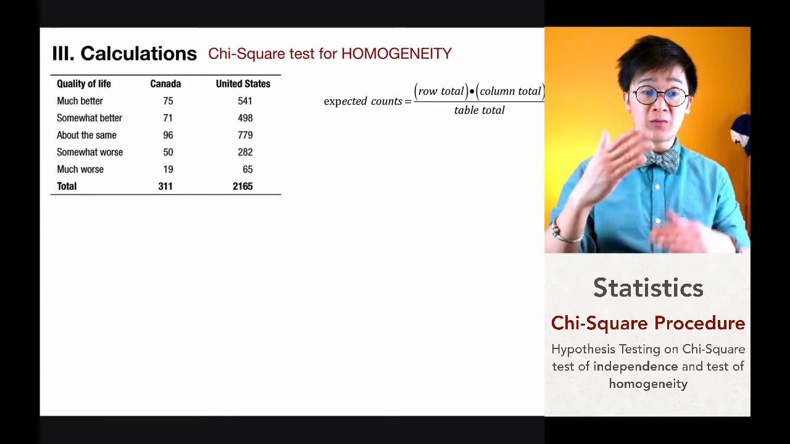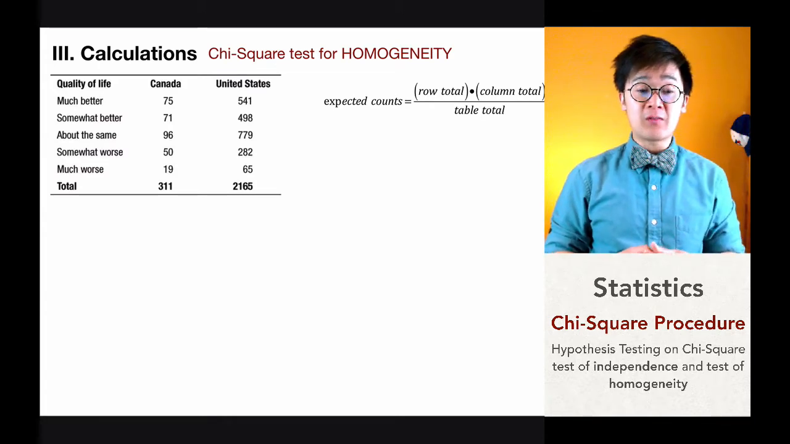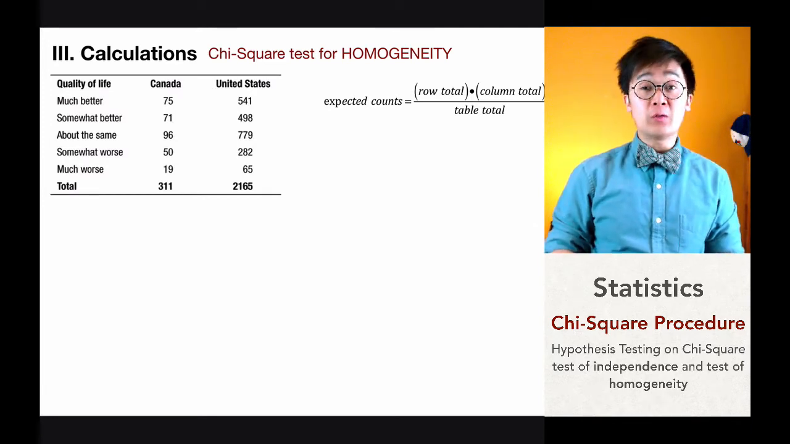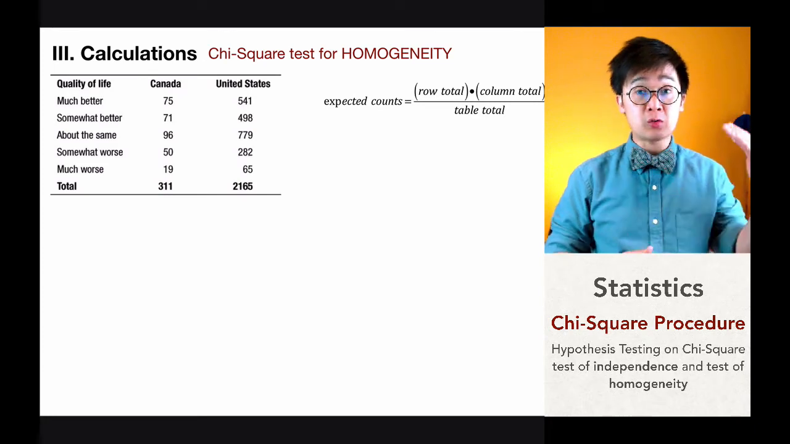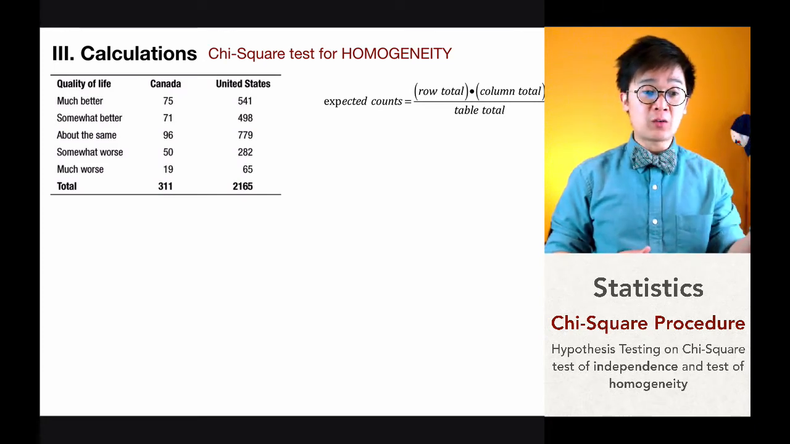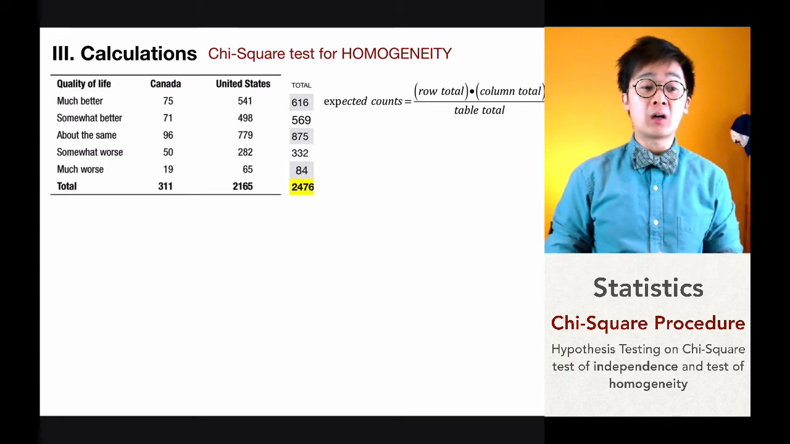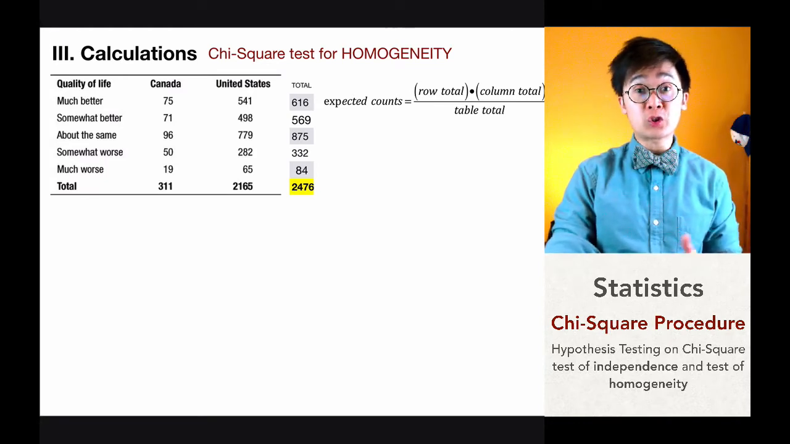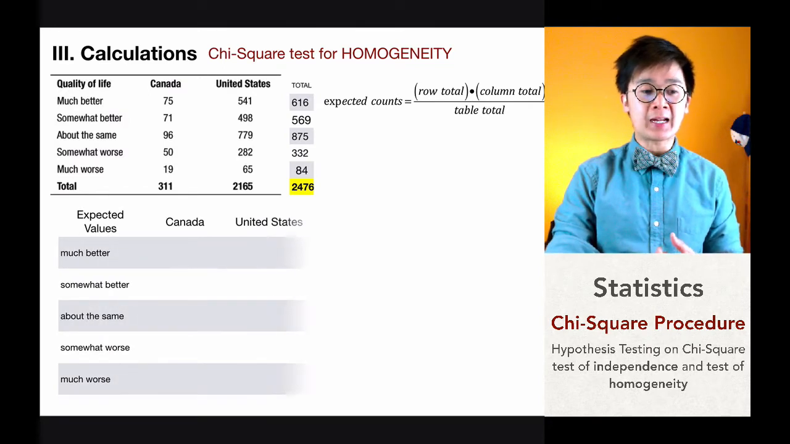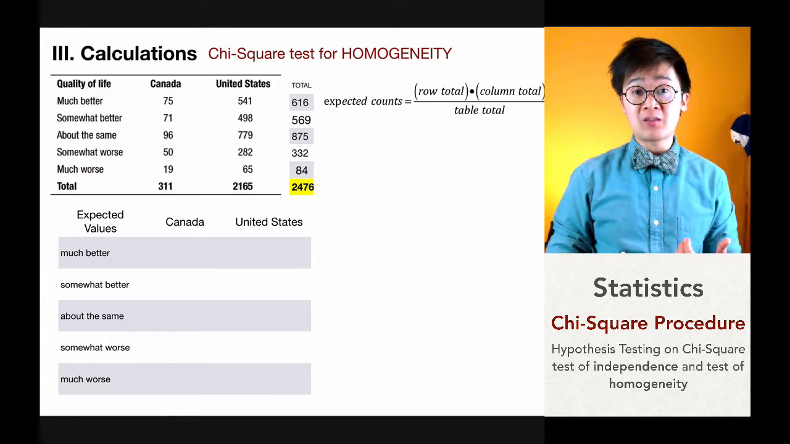For each category for the two columns, the expected count is given by the formula row total times column total all over the table total. In this problem, only the column total is given, so we need to compute the row total. All you need to do is add 75 and 541, 71 and 498, and in this case our row total will be as follows, and we're going to use that to find our expected counts. For the expected counts, we need to construct our table for the test for homogeneity, so we'll have a more organized table for the expected values for each column and each category.